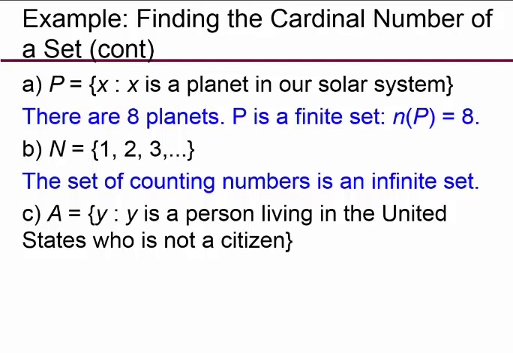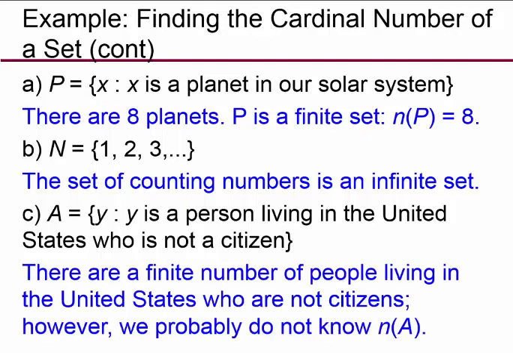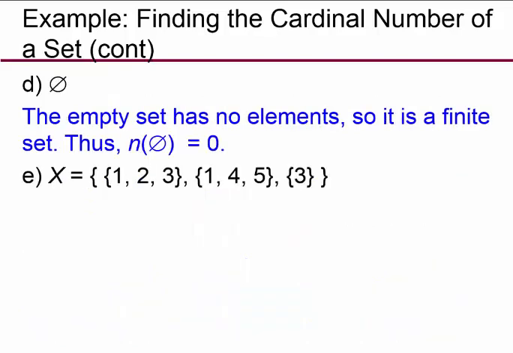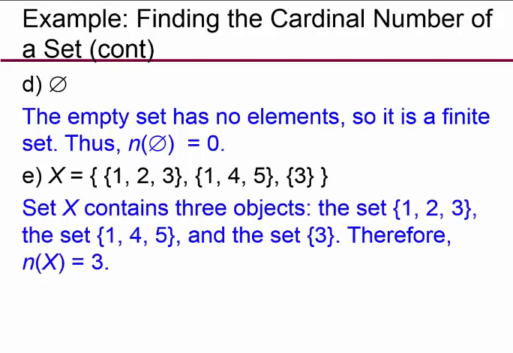Set A is the set of persons living in the United States who are not citizens. So there are a finite number of people living in the United States who are not citizens. However, we probably do not know what the actual cardinal number of A is. The empty set has no elements, so it's a finite set. Thus, the cardinal number of the empty set is 0. And then for the last one, set X contains 3 objects: the set that contains 1, 2, 3, the set that contains 1, 4, 5, and the set that contains 3. So therefore, the cardinal number of set X is 3.